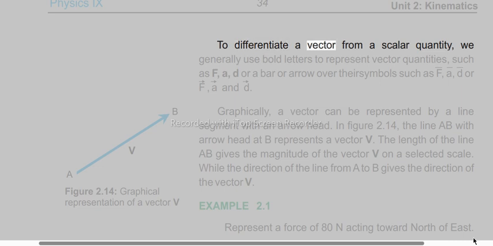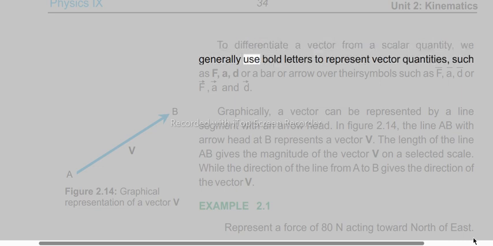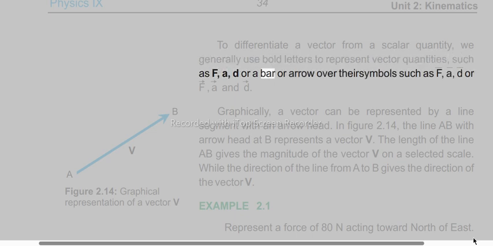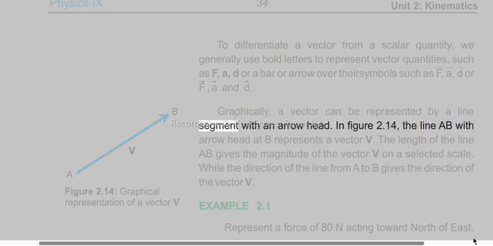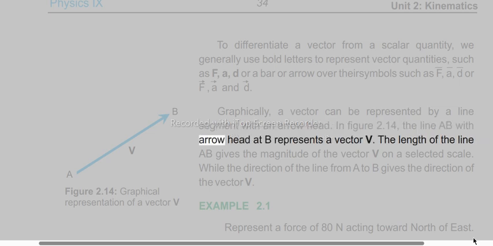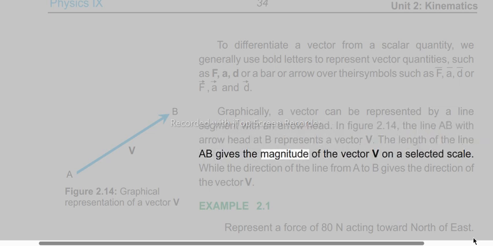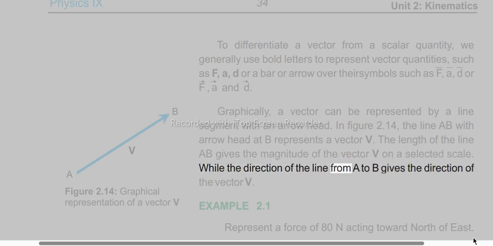To differentiate a vector from a scalar quantity, we generally use bold letters to represent vector quantities, such as F, A, D, or a bar or arrow over their symbols. Graphically, a vector can be represented by a line segment with an arrow head. In Figure 2.14, the line AB with arrow head at B represents a vector V. The length of the line AB gives the magnitude of the vector V on a selected scale, while the direction of the line from A to B gives the direction of the vector V.